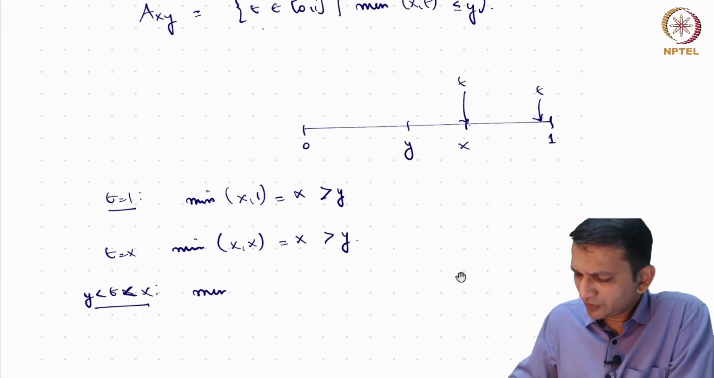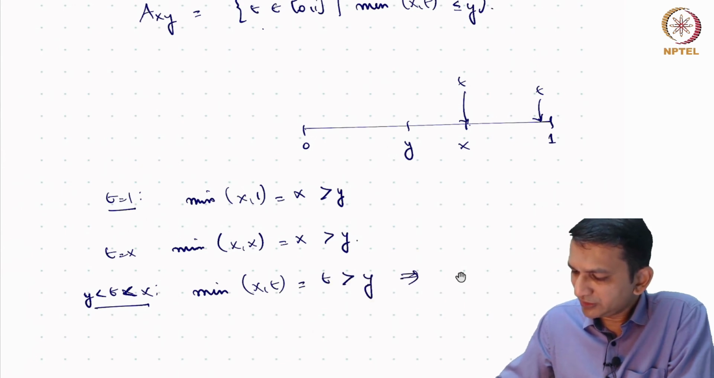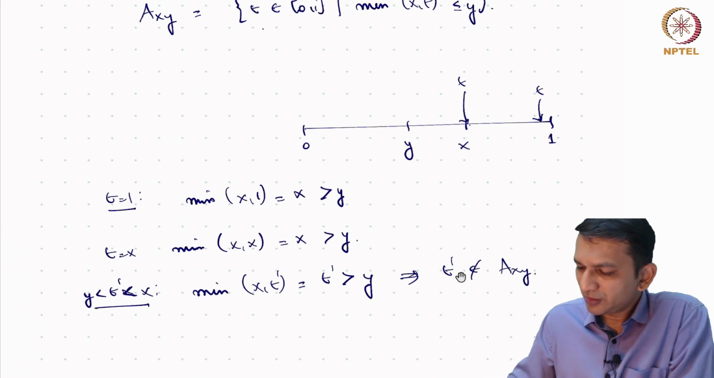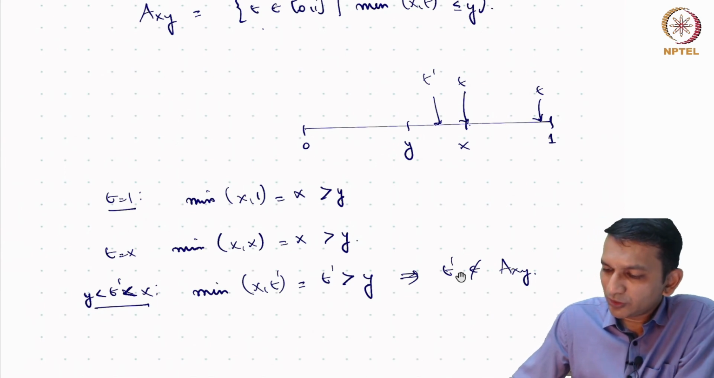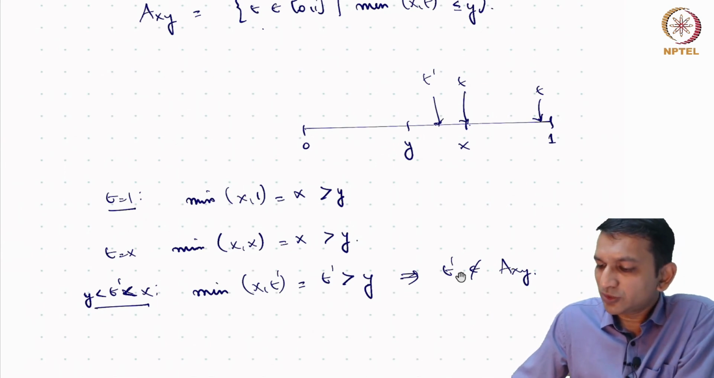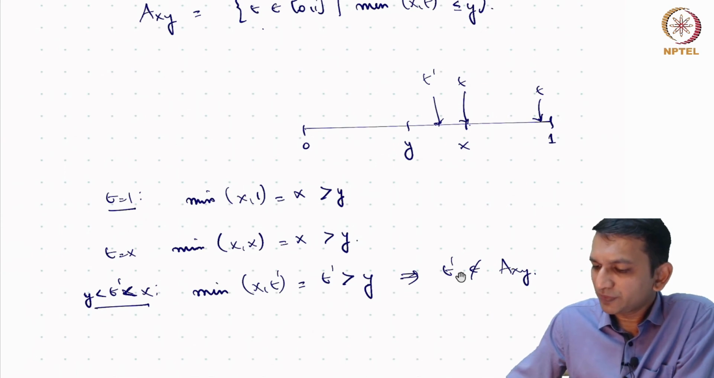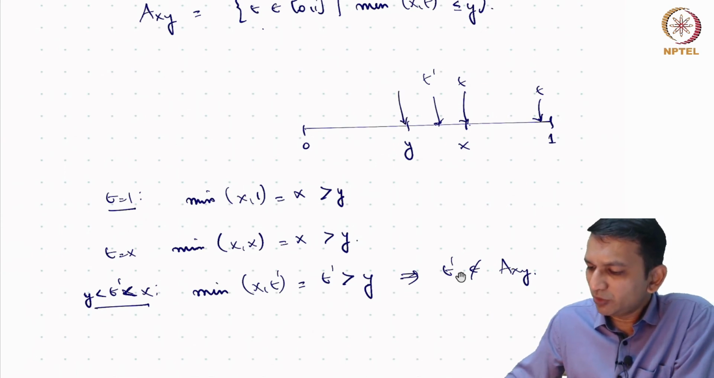Once again, we see that min of x comma t may be t, but this t is greater than y. This implies that for this t, I'll put it as t dash, t dash does not belong to Axy. So if my t dash is here, it is not going to work. How much closer or lower should I come towards 0 so that t can actually belong to Axy? It is clear that I can come only till y.